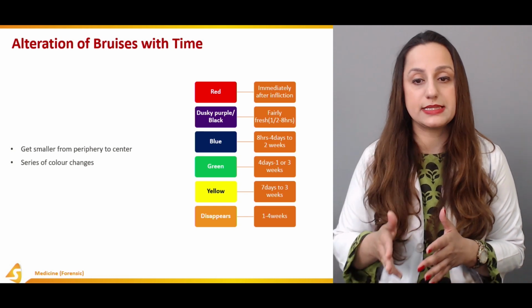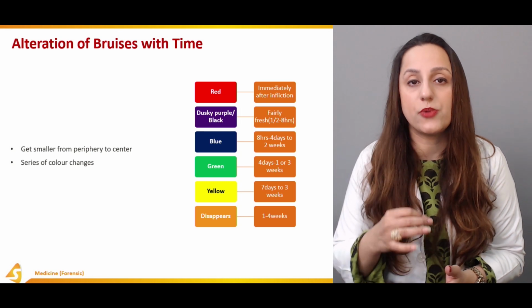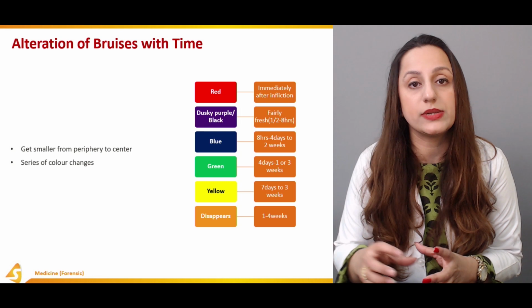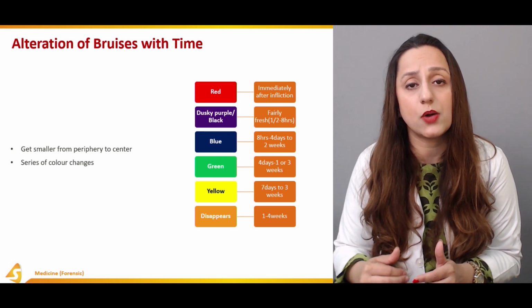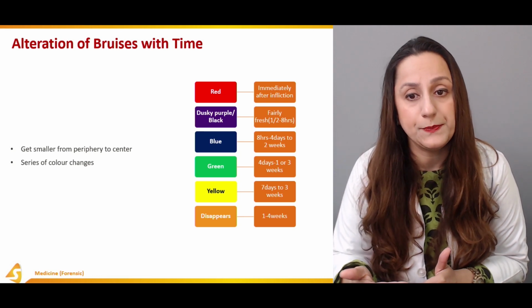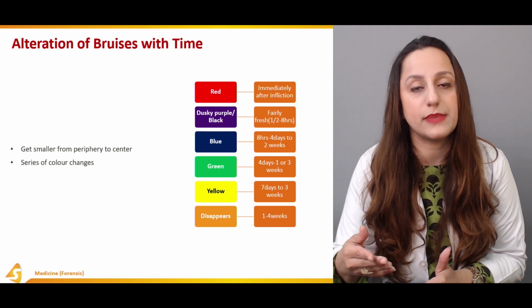So we have to keep this cycle in our mind. Why is it important? Because when we are writing down the time of impact in any medico-legal report, we are writing down what could be the possible time of impact of this injury. All these color changes come into play, and we can easily calculate how much time has passed.